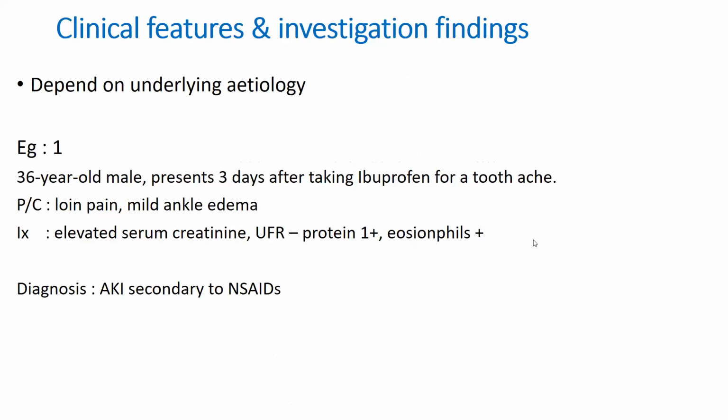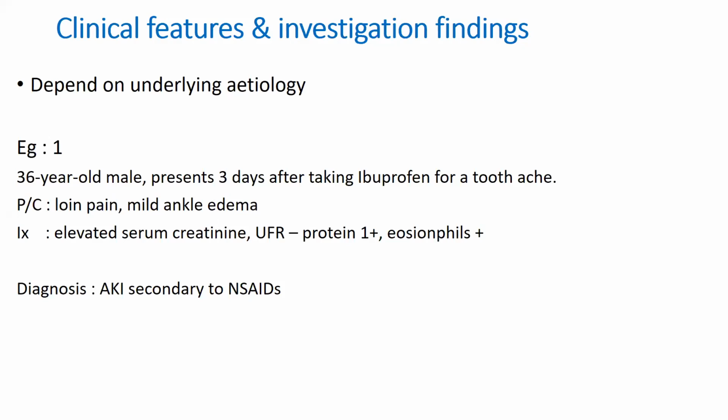So when you have a patient suspected of AKI, you need to identify the cause, and identify how these patients present clinically. So again, this is a typical history of a patient suspected to have an acute kidney injury, and I'm sure you have met enough patients like this, especially in your surgical appointments. For example, this is a 36-year-old male patient presenting with a 3-day history of taking ibuprofen after a toothache. After taking ibuprofen for 3 days, he starts noticing loin pain and mild ankle edema.